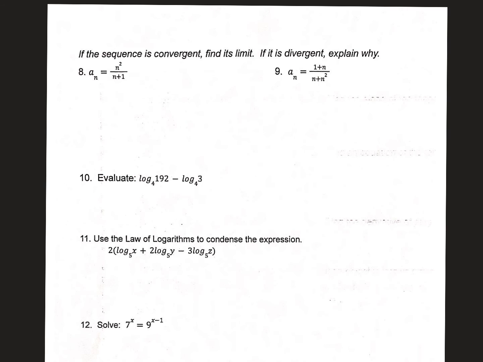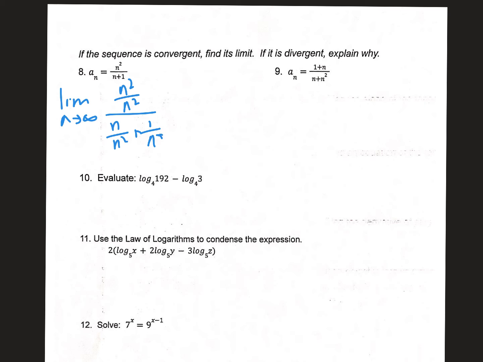Number 8, see if it's divergent or convergent. If it's convergent, we're going to figure it out. So let's just check it out here. So I'm going limit as n goes to infinity. And I'm going to do the same thing we just did. I'm doing n squared over n squared. On the bottom, n over n squared plus 1 over n squared.